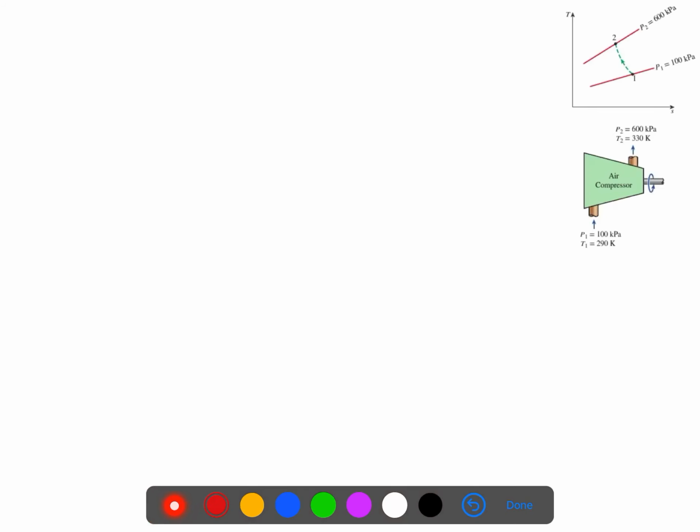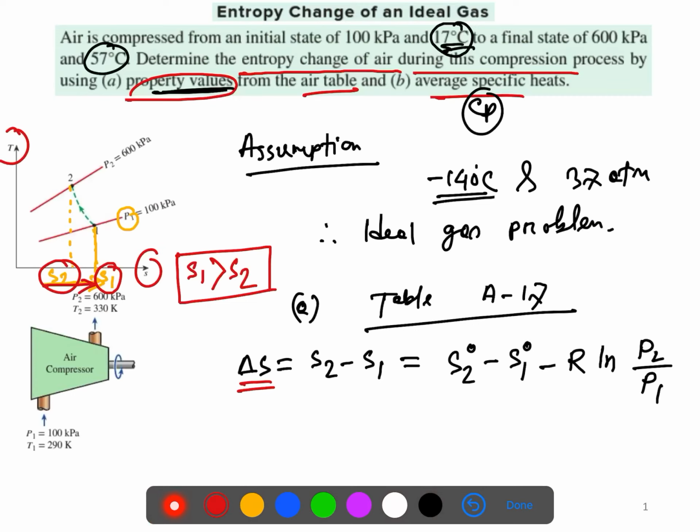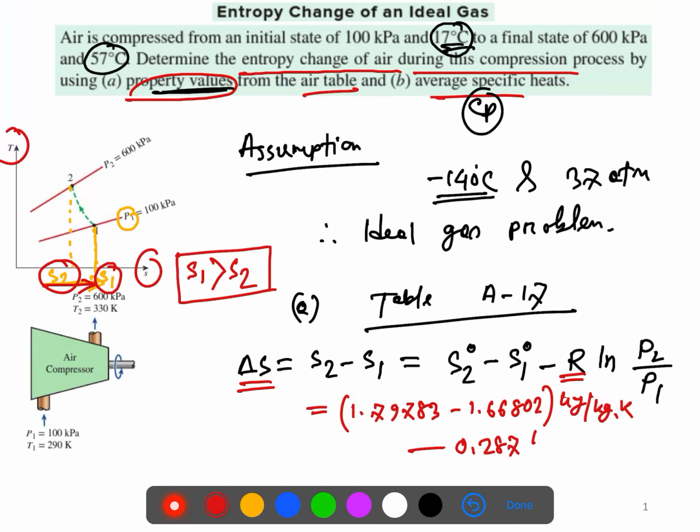Now, guys, we will substitute the values here. Let me write it down like this. From the table, S2 naught is 1.79783 and S1 naught is 1.66802, and the unit is kilojoule per kg Kelvin, minus R, the gas constant, which is a constant value that all of you know. This is also kilojoule per kg Kelvin.